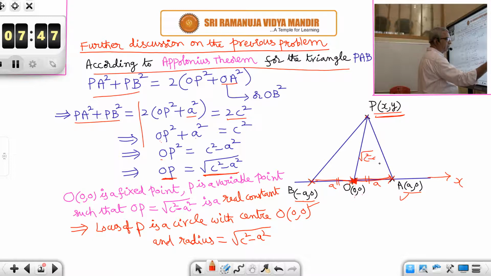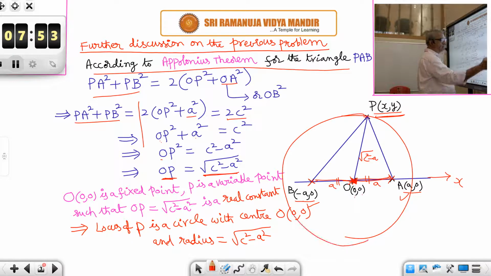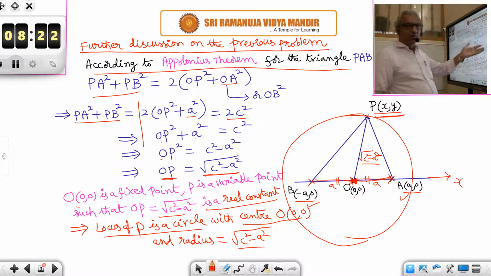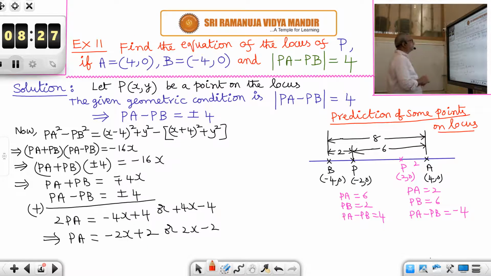Root of c square minus a square means locus of P is a circle with center origin and radius root of c square minus a square, this quantity. Yes. O is a fixed point, P is a variable point such that OP is always a constant, which is a real constant because of the condition he has given. Under the square root there is no negative number, so the locus of P is a circle with center origin and radius root of c square minus a square. So this is an additional discussion. Problem is already completed and we got the marks also, but this is just an additional discussion. Let us see the next question.